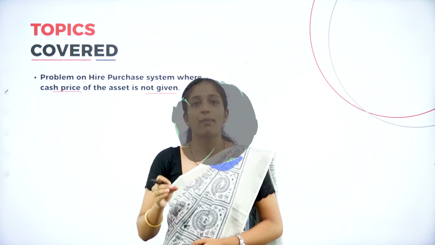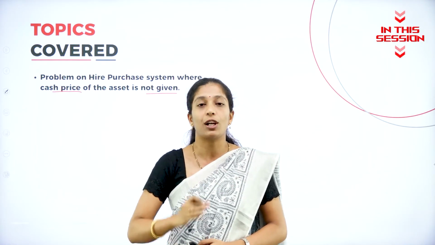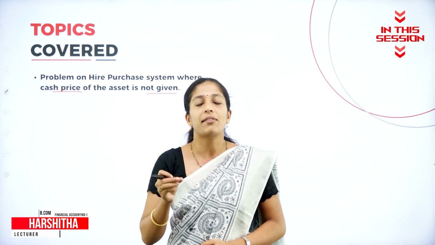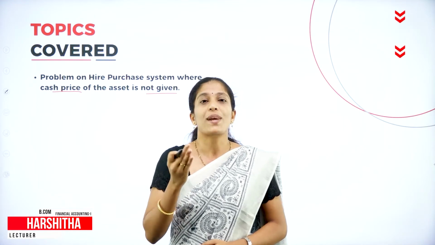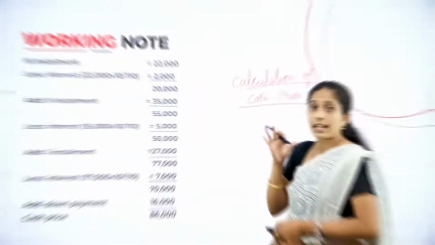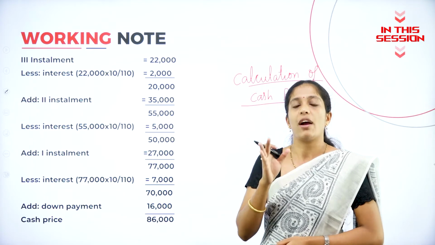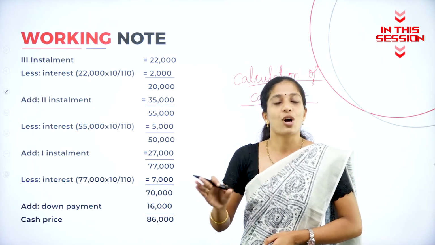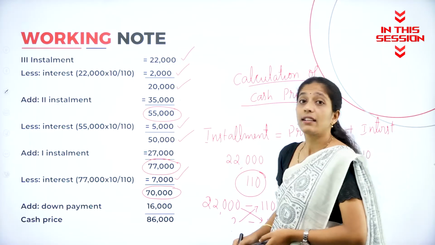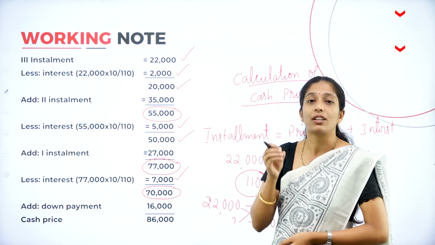There are certain problems where the cash price of the asset will not be given. So directly they will give the installment amount. First we have to calculate the cash price. They have given the installment amount here. You have to be careful. 1 lakh is not the cash price here. Add the down payment, which is already paid on the delivery of that particular asset.